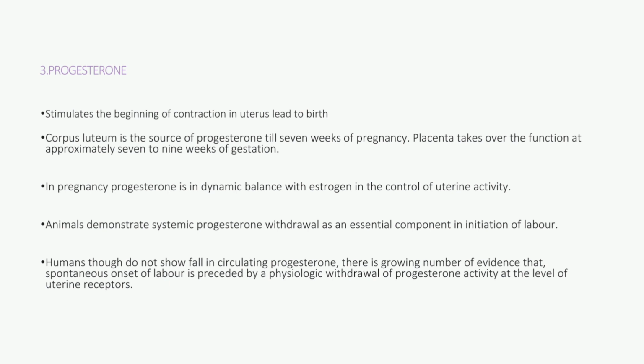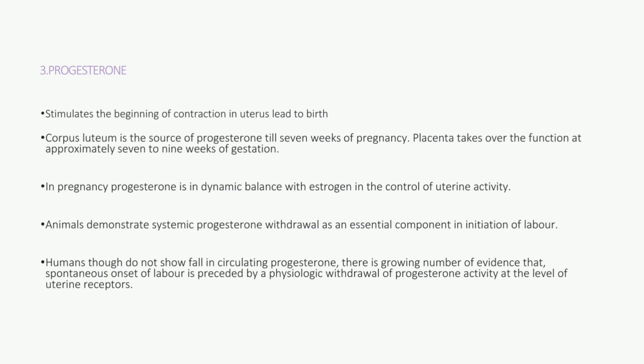The next one is progesterone. So this stimulates the beginning of contraction in the uterus, which leads to the birth. The corpus luteum is the source of progesterone till 7 weeks of pregnancy. The placenta takes over the function at approximately 7 to 9 weeks of gestation. In pregnancy, progesterone is in dynamic balance with estrogen in the control of uterine activity. Animals demonstrate systemic progesterone withdrawal as an essential component in initiation of labor. Humans, though, do not show a fall in circulating progesterone.